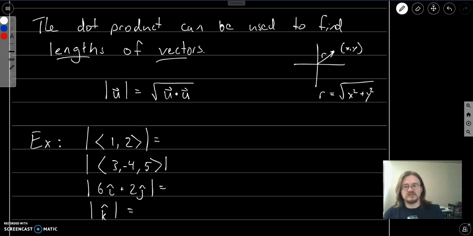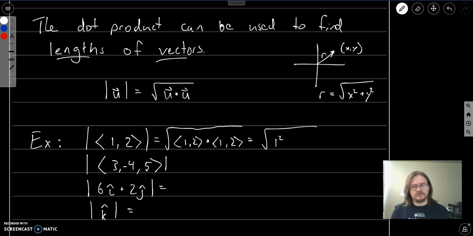So let's just do some examples and calculate these. Let's find the length of the vector 1, 2. What we do is we're going to take the square root of 1, 2 dotted with 1, 2. When we take the dot product, we're going to multiply the x coordinates, but it's always the same x coordinate. We're taking a vector times itself. So 1 times 1 is 1 squared, 2 times 2 is 2 squared. So this is going to be the square root of 5. We've got 1 plus 4.